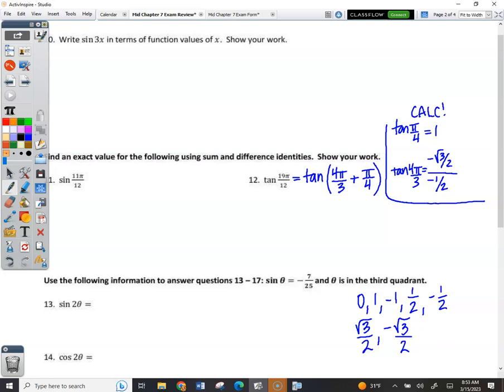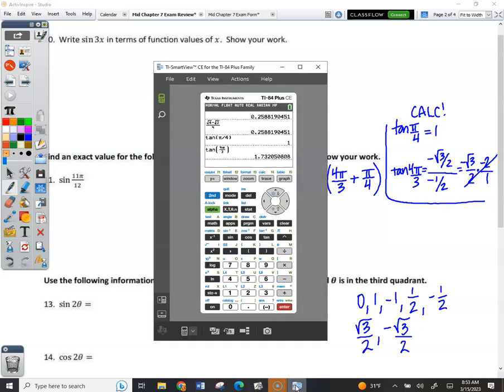Now how do I deal with that? Keep, change, flip. So you keep that as is. You change it to multiplication. You flip it. And what happens with the 2's? They cancel. Negative times negative is positive, and then you end up with square root of 3. Double check it. What is the square root of 3? It's the same decimal that I got, which tells me I did it right. Now I can run with it. Right?